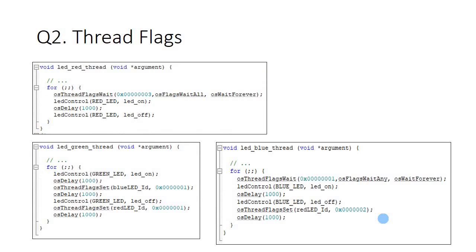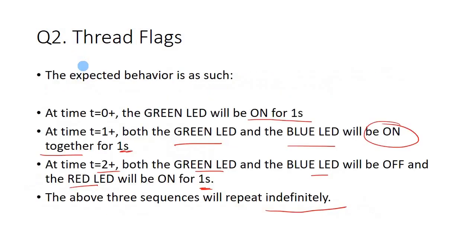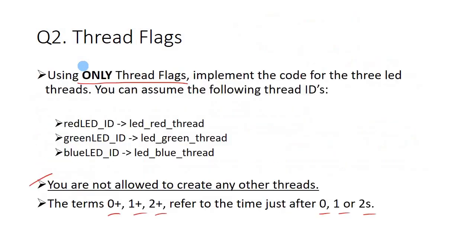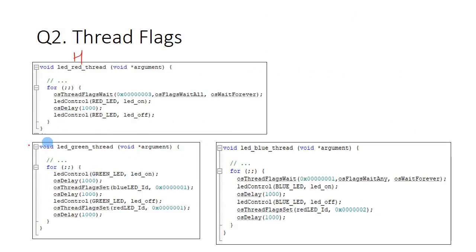We can see that we have created the red, green, and blue threads. Red is the highest priority, green is medium priority, and blue is the lowest priority. Once I have created these threads with these various priorities and I start the OS, I will run the red LED thread first, correct? And once I run this red LED thread, what do I do?